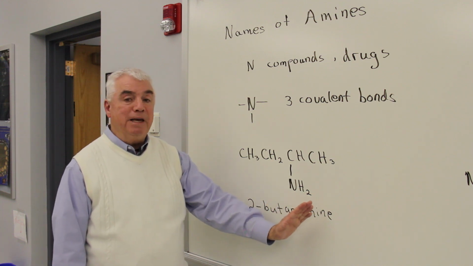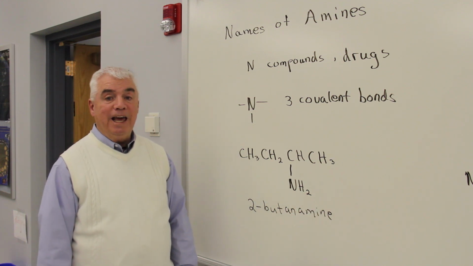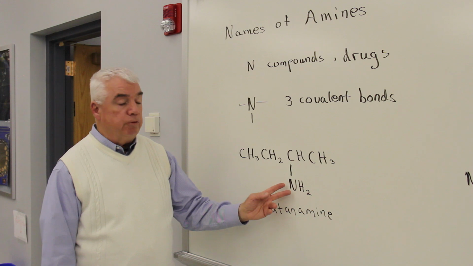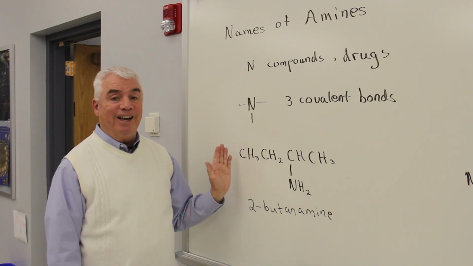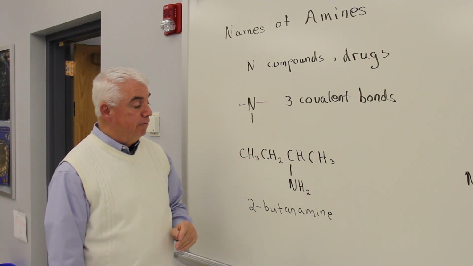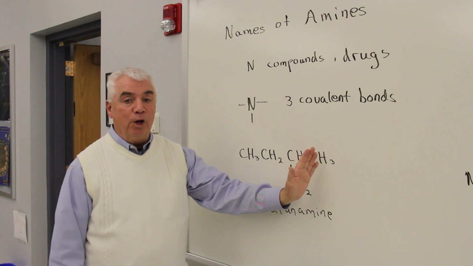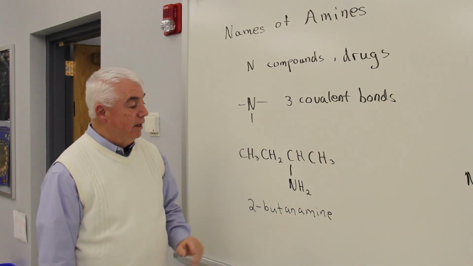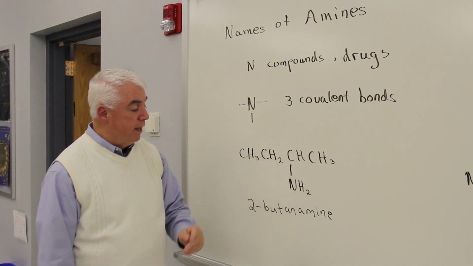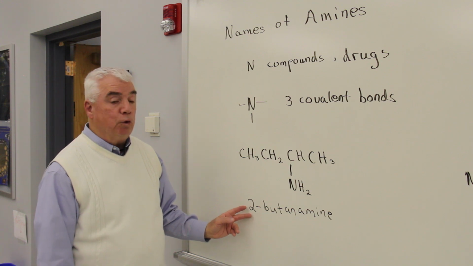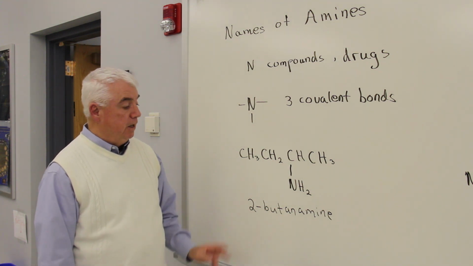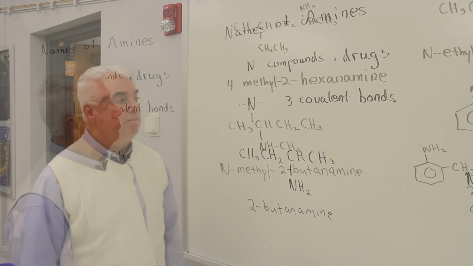So it's a butanamine. And then we have to indicate the position of the nitrogen, and so we want to number the chain to get the lowest number for the position. That means we'll number from the right-hand side. At position 2, we've got that amine group. It's 2-butanamine. Let's look at a couple more structures.